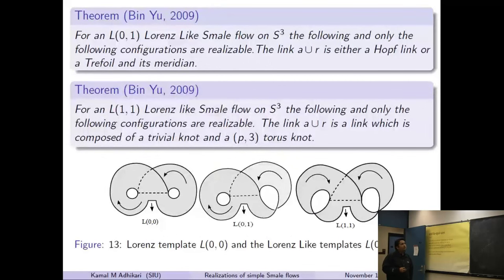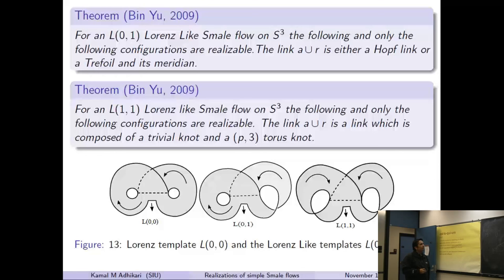Following his work in 2009, he got two more realizations by using L01 and L11 Lorenz-like templates. In L01, one band has a half twist. In L11, both bands have a half twist. So if this template is used to study a Lorenz-like Smale flow, we get the realization is either a Hopf link or a trefoil and meridian. And if this was used, we get a link which is composed of a Hopf link and a trefoil and its meridian.